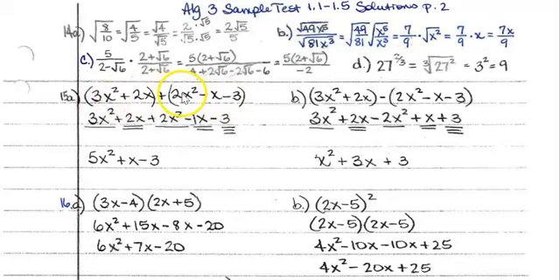So 3x squared and 2x squared are like terms, so that's going to give us 5x squared. And then 2x and negative 1x are like terms, that gives us 1x. And then we have our constant that didn't have anything else to combine with.